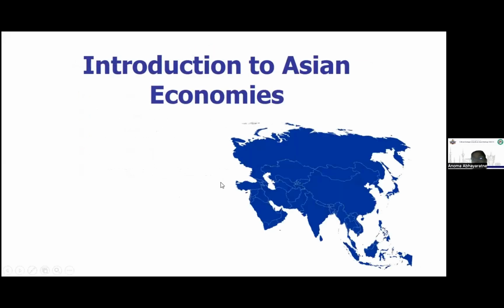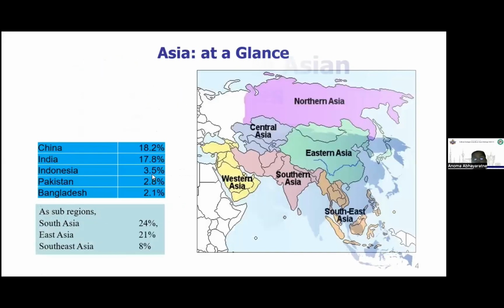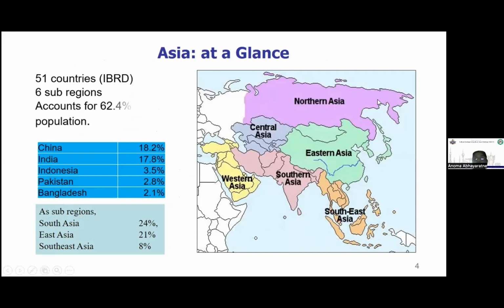I start with introducing Asian economies. We live in Asia, so we all know about Asia. There are 6 sub-regions: Northern Asia, Central Asia, Western Asia, Eastern Asia, Southern Asia, Southeast Asia. We know that we live in South Asia.